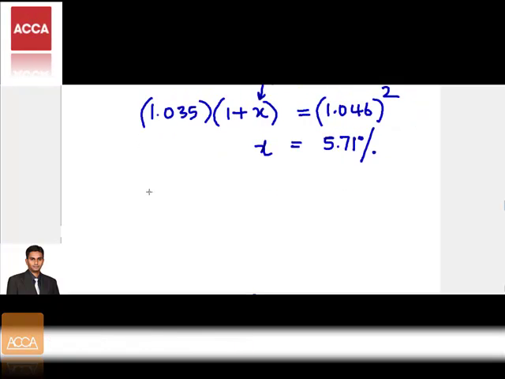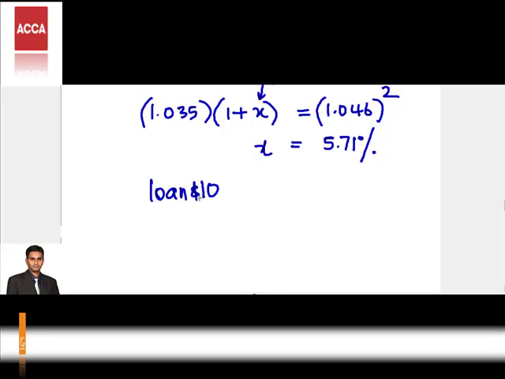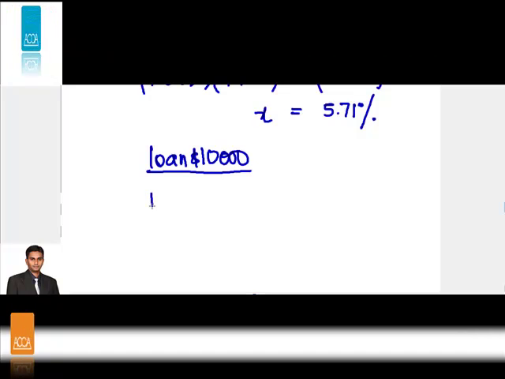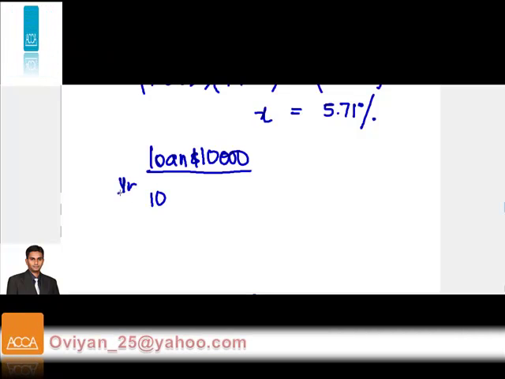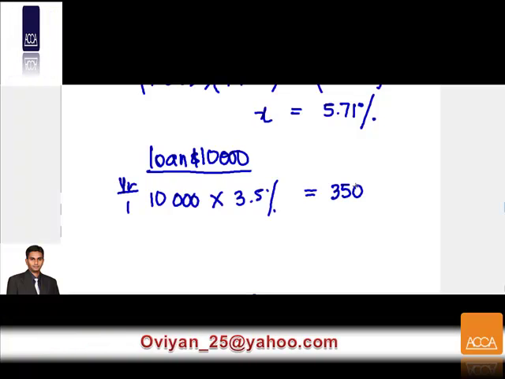Now we can prove it. Let's say a loan amount, let's say for fun, we'll take a loan amount of 10,000. If you take a loan amount of 10,000, in year 1, the interest will be 10,000 times 3.5%, which will give you 350.